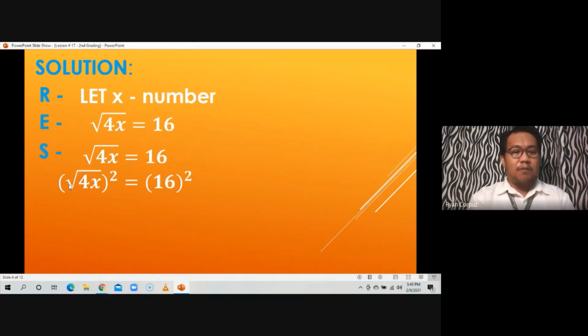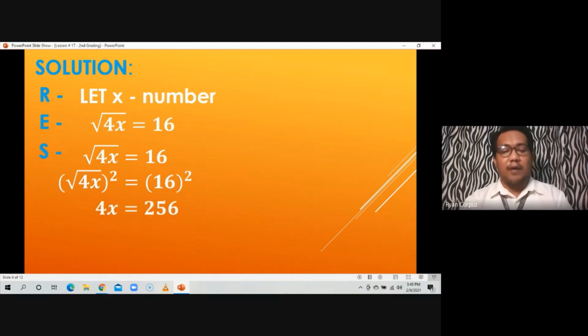So when we simplify it, nare-remove the radical sign as well as 2, matitira ay 4x is equal to 16 squared. What is 16 times 16? So we'll come up with 4x is equal to 256 because 16 times 16 is equal to 256. Since what we are looking for is the value of x, and x here is still accompanied by 4, we still have to remove the 4. That is by dividing both sides of the equation by 4.